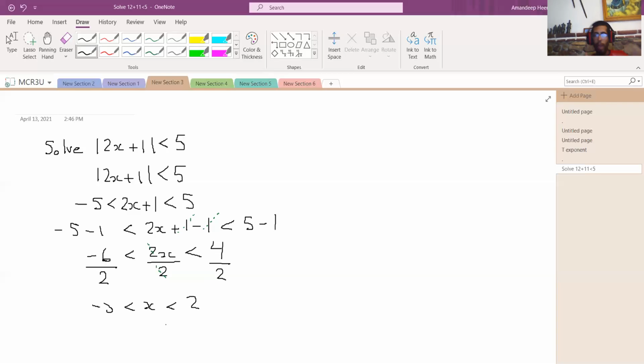Remember, because you're dealing with an absolute value inequality with a less than, your answer is going to involve less than signs. So that's the idea.